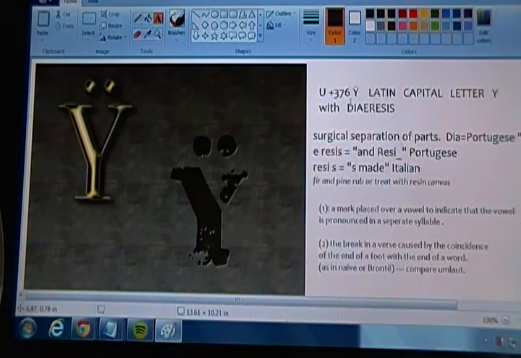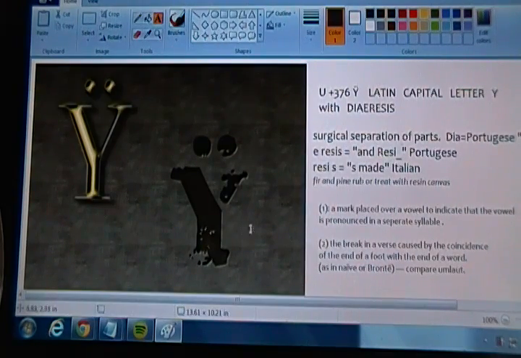U+0178 annotation to it, which is a Latin capital letter Y with a diaeresis. Okay, now that's a surgical separation of parts. Dia means day in Portuguese. Okay, and we also get a resin out of that, and also in Portuguese, and that comes from the, you know, the S, straightened out, made.